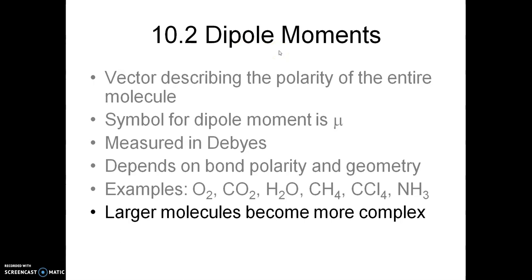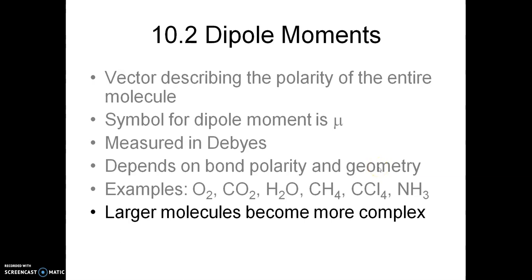Now, by the way, the symbol we use for it is mu, although you don't have to worry about calculating this at all. We're just going to talk about it theoretically. And the unit it's measured in is something called Debye, named after a scientist whose last name was that. Dipole moments depend on two things. They depend on the polarity of the bonds, and they depend on the molecular geometry, how those bonds are arranged.